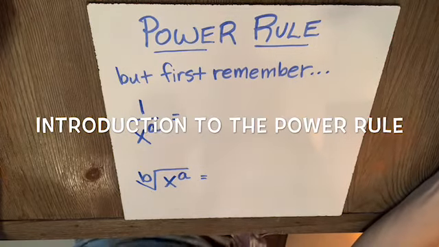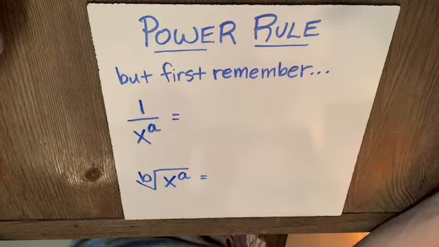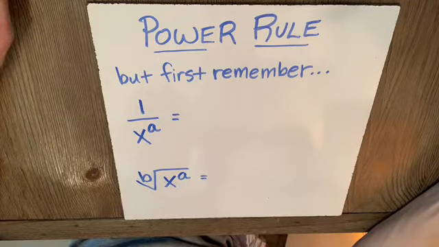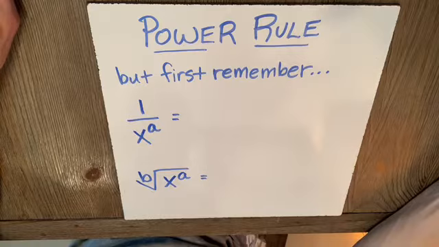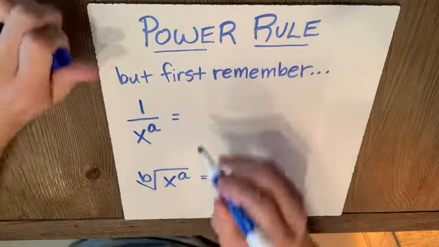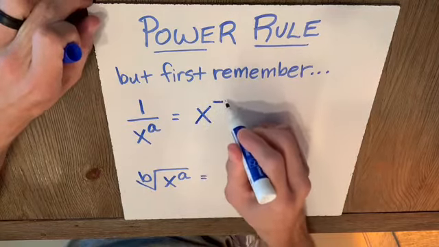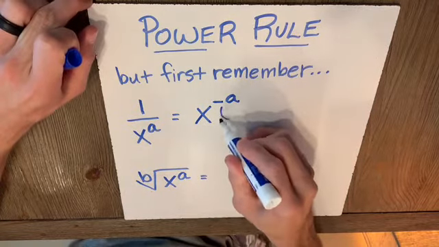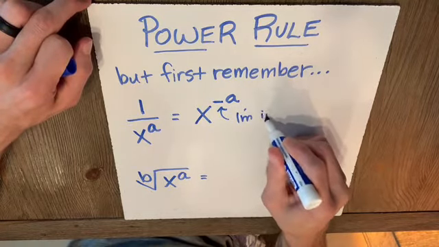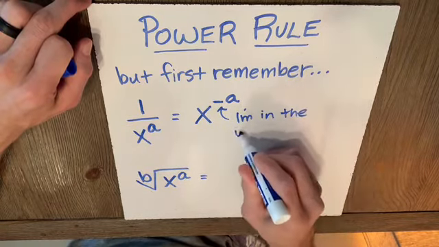Today we're going to be learning about the power rule for derivatives. But first, let's go back to a bygone era when you were in algebra class. Remember, 1 over x to the a is x to the negative a. This negative exponent says, I'm in the wrong place.